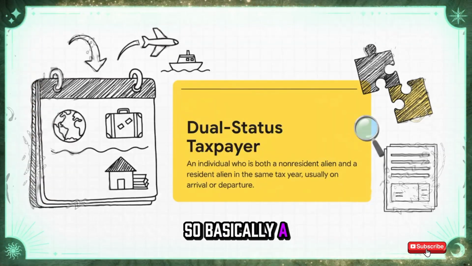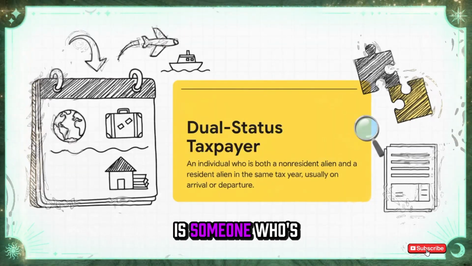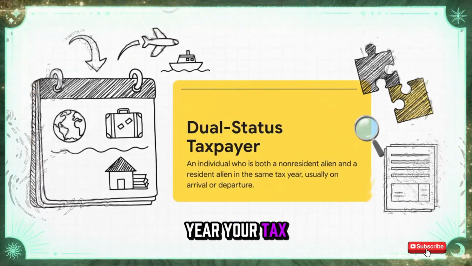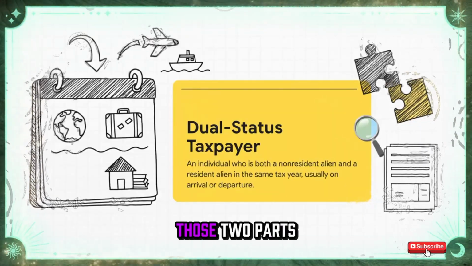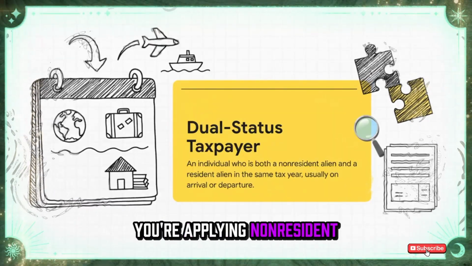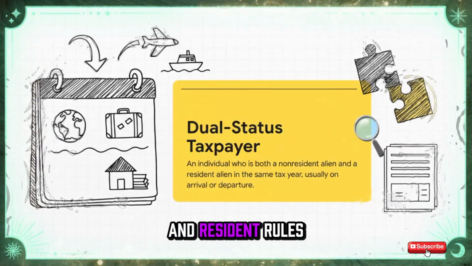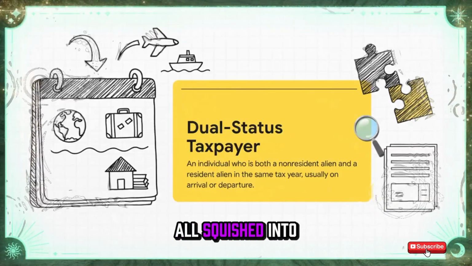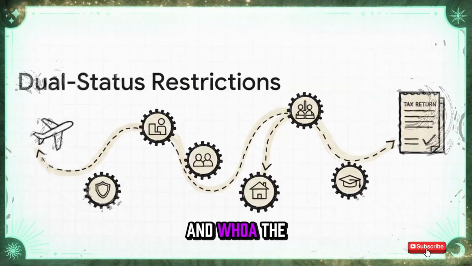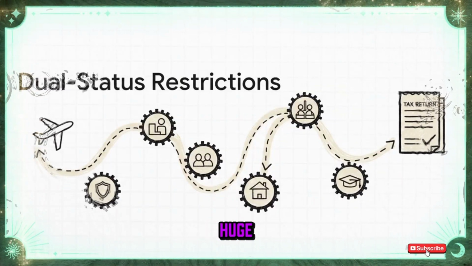So basically, a dual status taxpayer is someone who's living in both tax worlds in the same year. Your tax return for that year has to treat those two parts of the year completely differently. You're applying non-resident rules for one period and resident rules for the other, all squished into one very complicated tax return. And whoa, the restrictions here are huge.